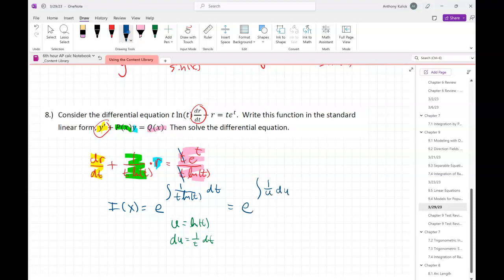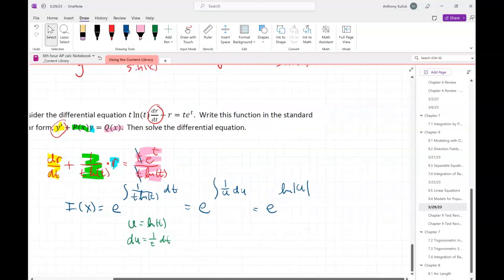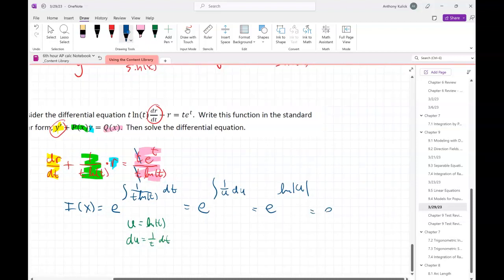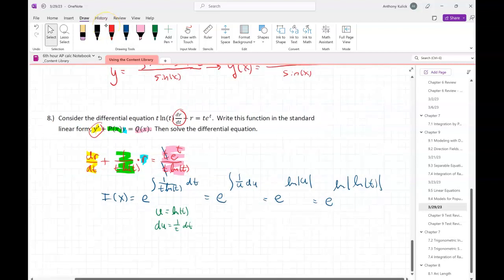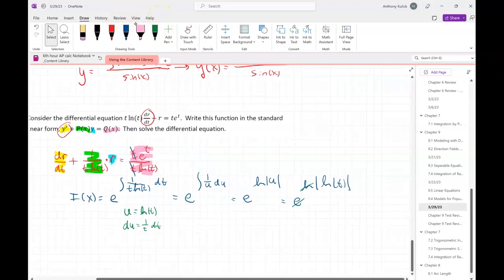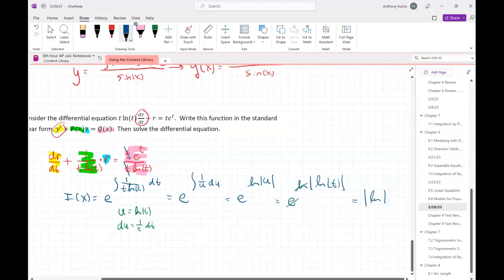The antiderivative of 1 over u is just the natural log, absolute value u, and when I plug my u back in, that's going to be the natural log of the absolute value of the natural log of t. Which you look at and you're like, shoot. The good news is you can cancel those, absolutely. So you're just left with absolute value natural log of t.